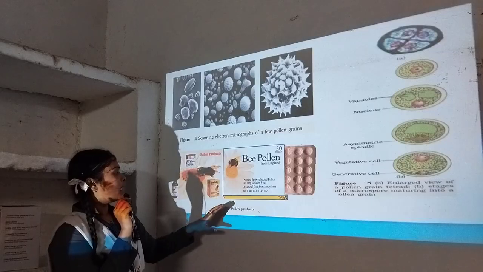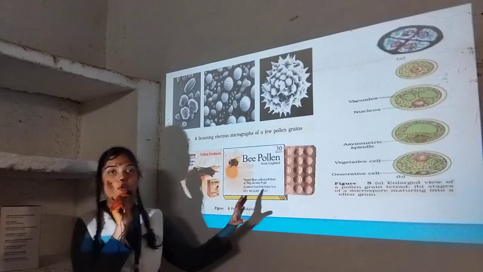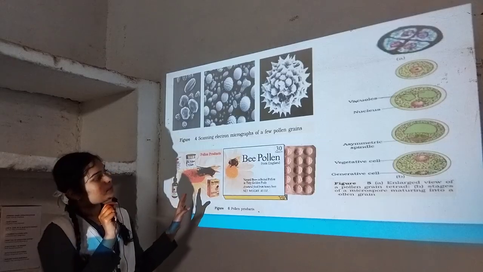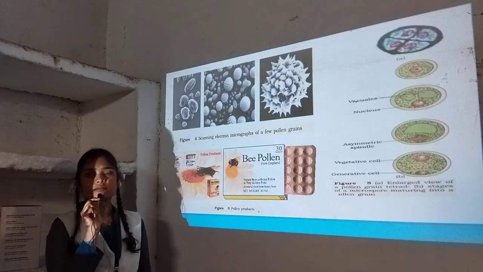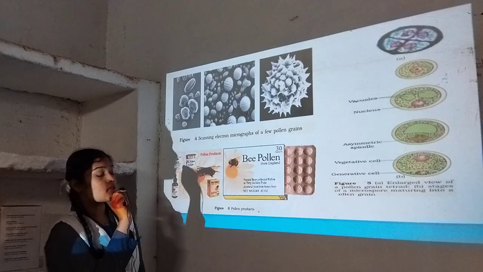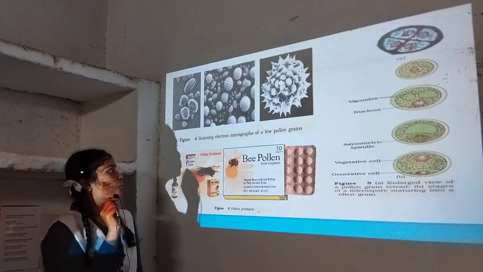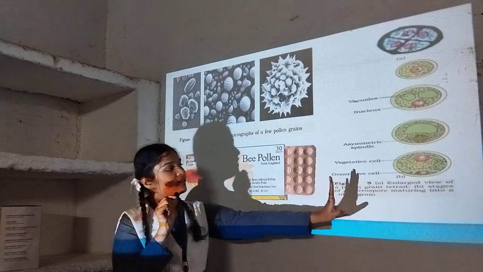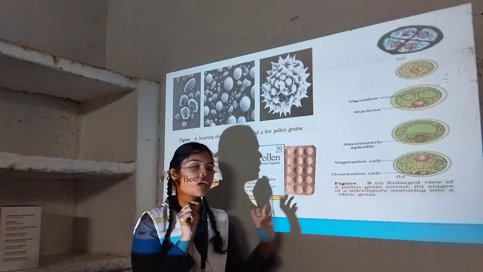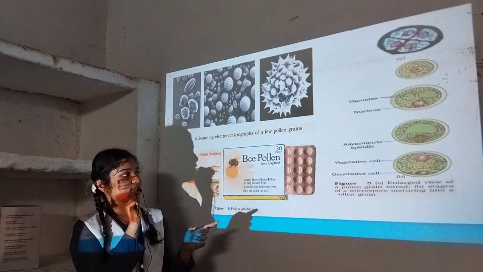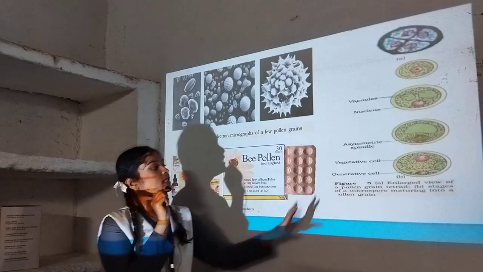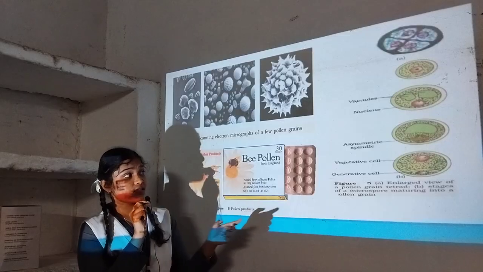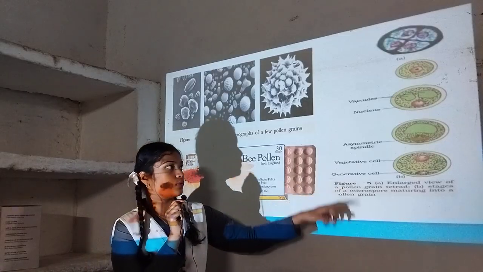And these are the tablets and syrups of pollen, which are very rich in nutrients, and these are consumed by many of the athletes and the horse racers to gain more power. And this is the internal structure of the pollen grain, which consists of two cells, the vegetative cell and the generative cell. This is the vegetative cell, and in the cytoplasm of the vegetative cell there is the generative cell which floats.